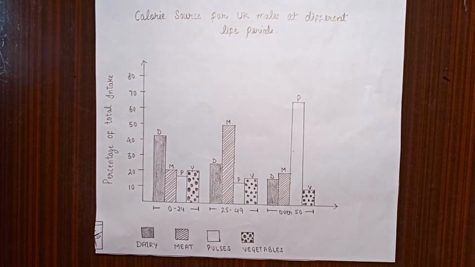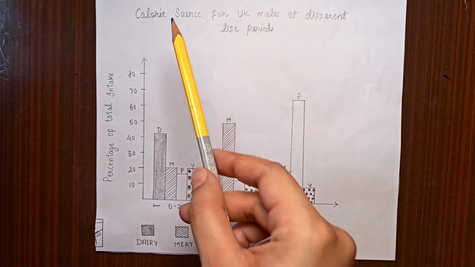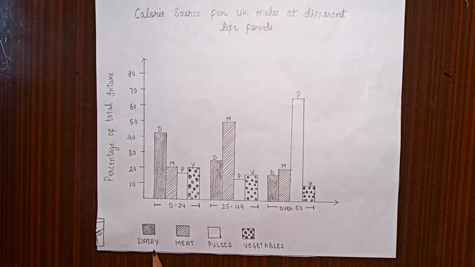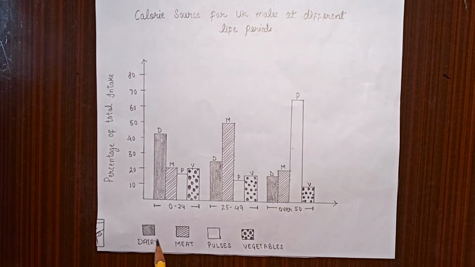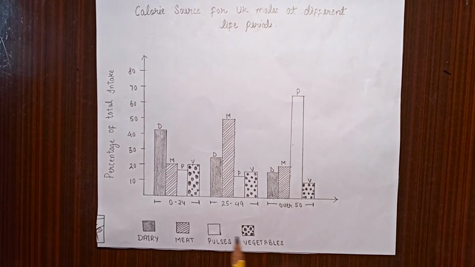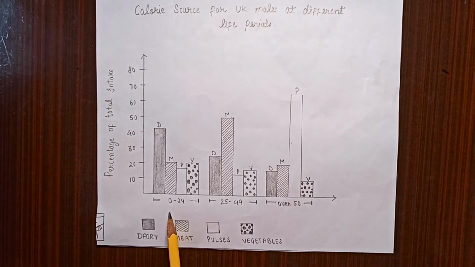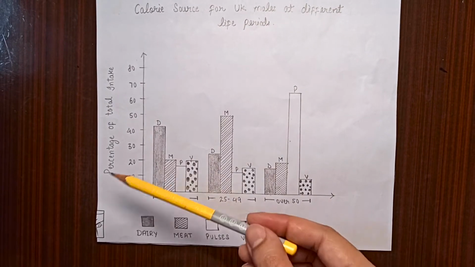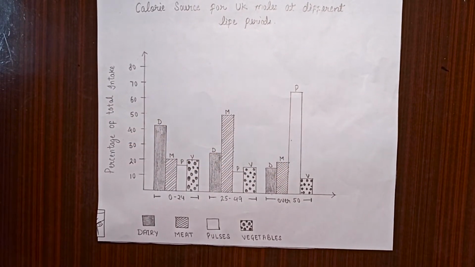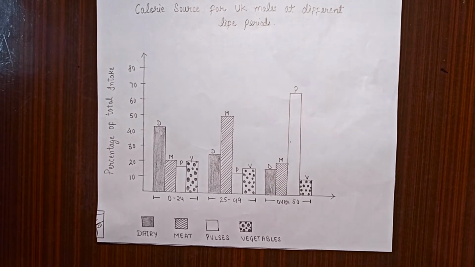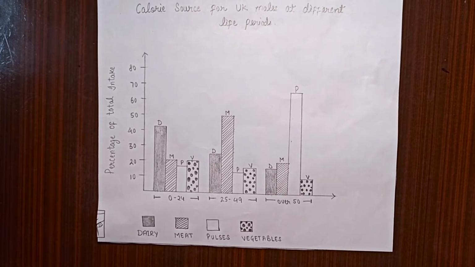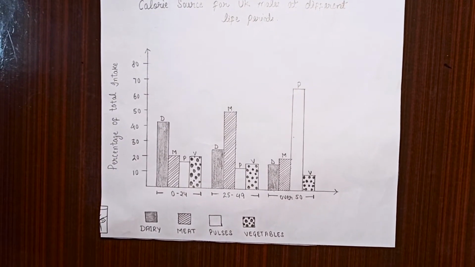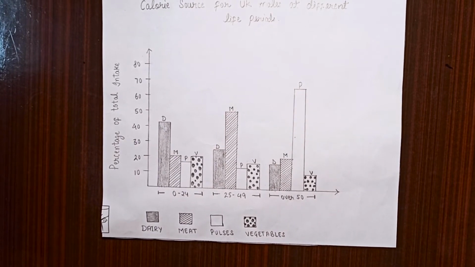So this is the sample answer. The question is calorie source for UK males at different life periods. So these are the sources of calorie: dairy, meat, pulses and vegetables. And different age groups are provided from 0 to 24, 25 to 49 and over 50. And the data is available in percentage. So we are not provided with the years, so we will go with the static data. We will consider it as static data, and to be on the safest side, we will use highest and lowest words.